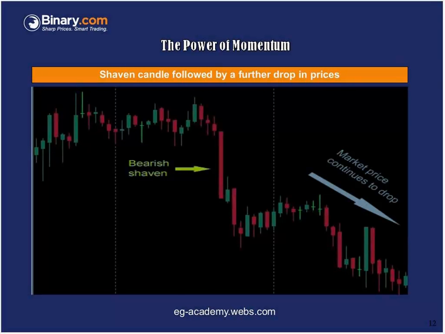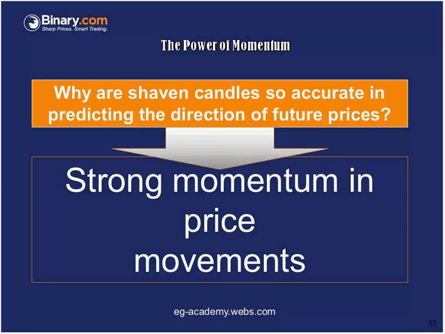But why are shaving candles so accurate in predicting the direction of future prices? The answer is because shaving candles indicate strong momentum in price movements. In the bearish shaving example, there was no shadow because the sellers in the market completely overwhelmed the buyers. The buyers could not drive the price up at all. The sellers were too strong.